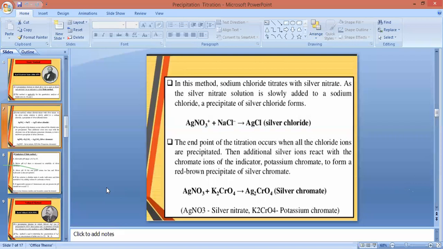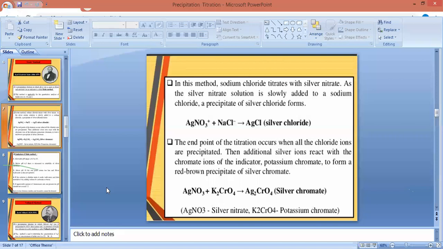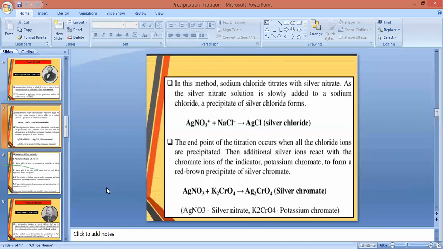Next, we are going to add 1 ml of standard solution from burette to contents in conical flask containing the analyte. After that, there is formation of precipitate between Ag of AgNO3 and Cl of NaCl. Formation of AgCl precipitate takes place. And lastly, when all of the chlorine has been consumed by precipitating reagent, that is silver nitrate, then excess amount of AgNO3 will react with the chromate of the indicator. Formation of silver chromate occurs. That will be the end point of titration.